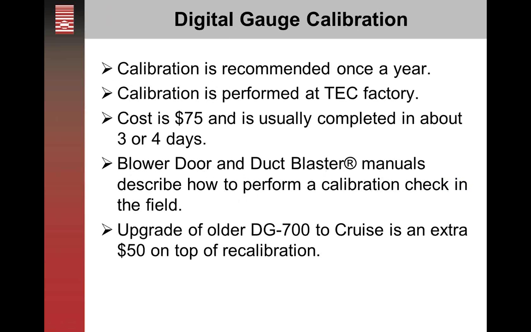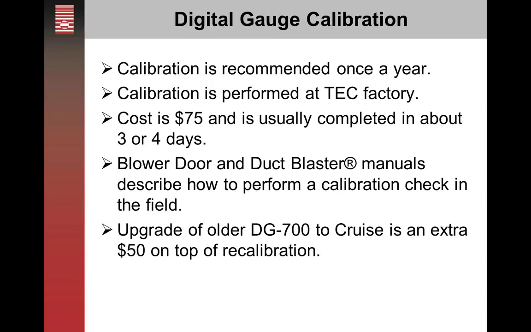Gauge calibration is recommended once a year, and that full calibration is done at our facility. The cost of the calibration is $75 and is usually done in 3 or 4 days. You can do a calibration check. So if you go to the blower door manual or the duct blaster manual and look in Appendix A, you'll see both how to check and correct the fan motor position, as well as how to perform a calibration check in the field for gauges.